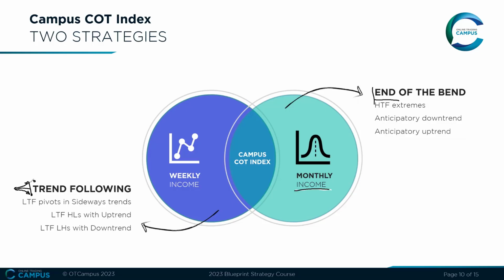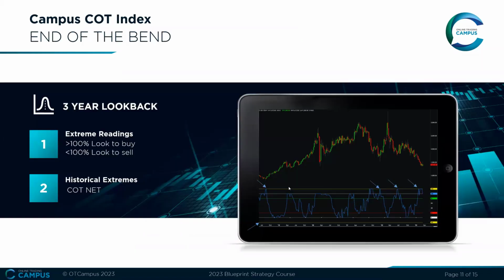So if they're high here and we're at an uptrend, right, and then all of a sudden the commercials are high here, then we're going to buy with that uptrend with those smaller extremes, let's call them. Okay, so there's two strategies. Trend following one, you look at smaller extremes, smaller cycles, and then there's the end of the band, the longer term kind of extremes.